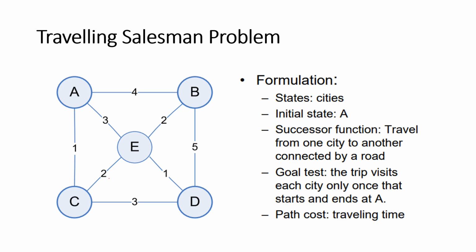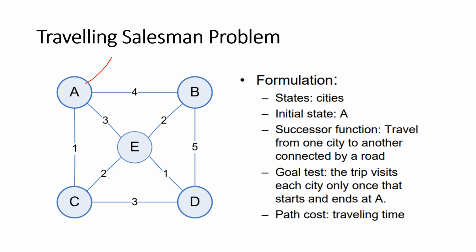So it also includes a set of cities already visited. Then the initial state: there is a start state, that is A, which we are considering as the starting city. Then we have a successor function, which travels from the current city to any unvisited city connected by a road. And then the goal state, that is, the trip visits each city only once, and starts and ends at A. So that means visit each city exactly once and return back to the starting city A.